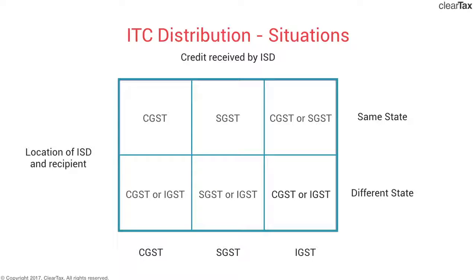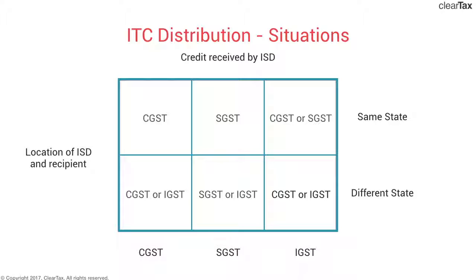Within the same state, you should keep in mind that interstate sales attract IGST while intrastate sales attract CGST and SGST. And that's the logic. Check out the row for the same state. He is not distributing anything as IGST if it's within the same state. It's either CGST or SGST or both. While in different states, IGST is present in all three scenarios. So that's the logic.